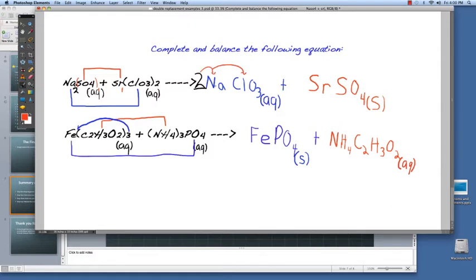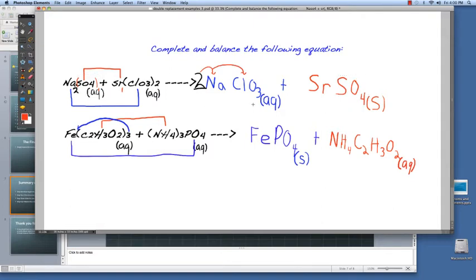So this means that we have 2 sodiums and 2 chlorates. The chlorates are now done, and now I look at the sodium and I see that I have a 2 here as well. So I realize that that's perfectly fine. This is balanced. As far as strontium is involved, I have 1 here, and I have 1 here, so that looks fine. As far as sulfate is involved, I have 1 sulfate here, and I have 1 sulfate here.